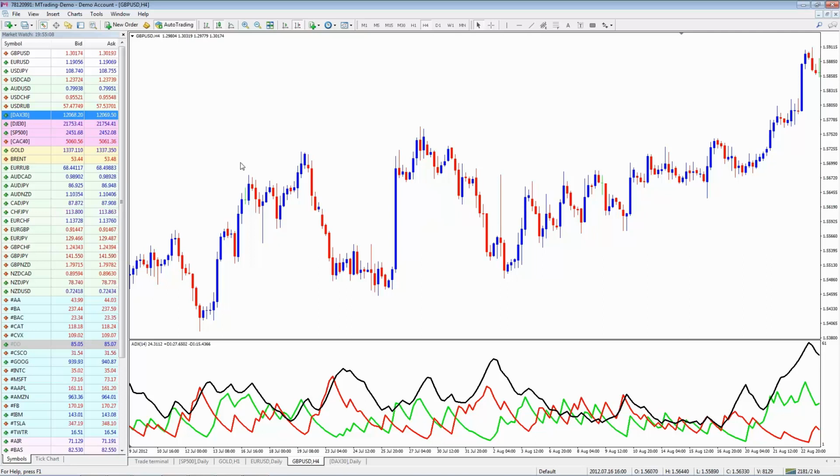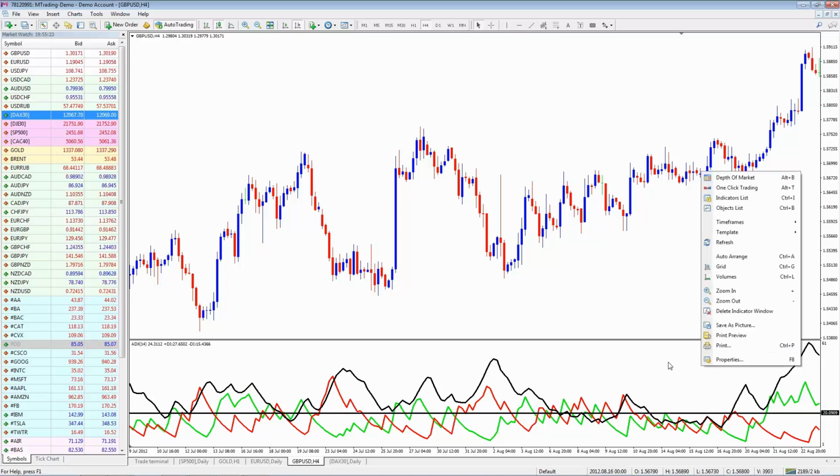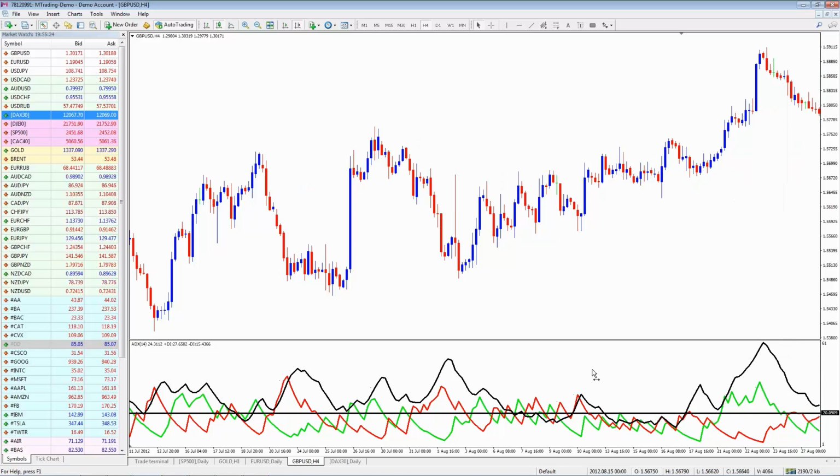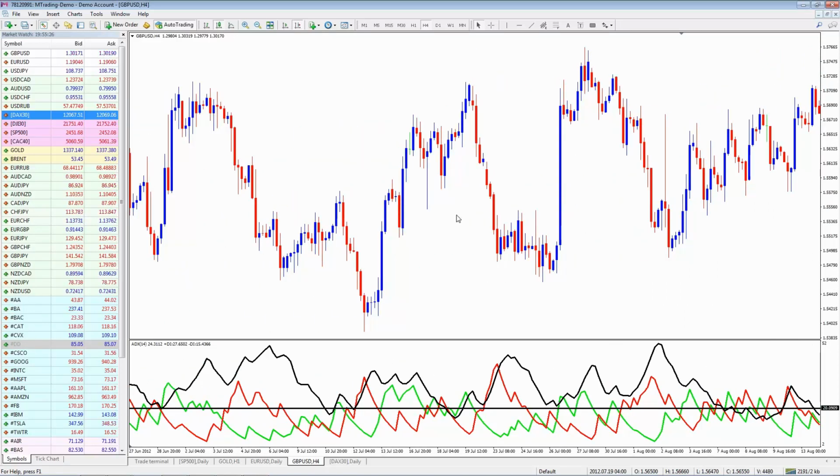Okay, let's go somewhere around this area here. I don't need to do anything on price action. We're just going to use our indicator here. One thing I'm going to do is add a horizontal line to our indicator there. Let's place it above the 20 level.